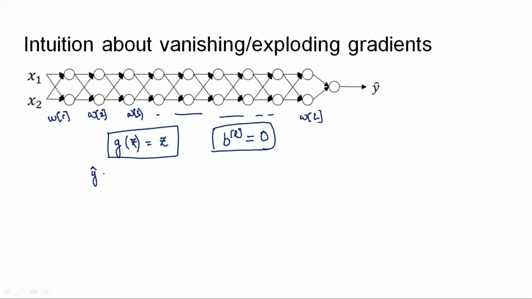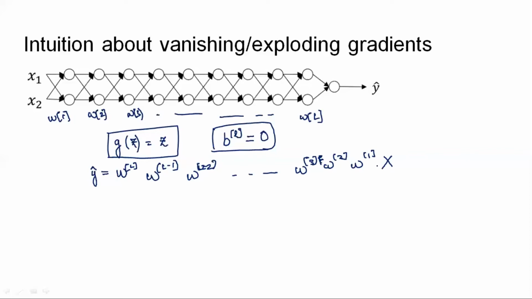After pausing the video, I'll write here the predicted outcome, that is the y hat for this neural network. It would be W L, W L minus 1, W L minus 2, and that would go on till W3, W2, W1, multiplied with the input feature vector x.